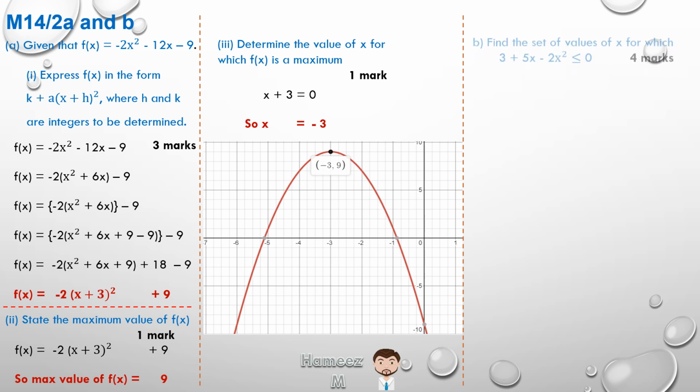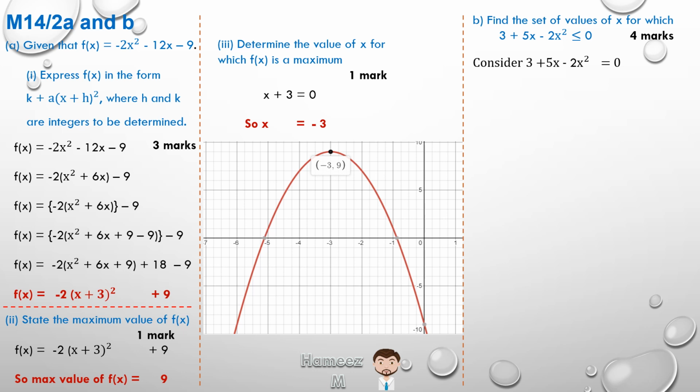Part B. Find the set of values of x for which 3 plus 5x minus 2x squared is less than or equal to 0. When we're dealing with these inequalities, we can consider that it's equal to 0, so we can find the roots. And if we factorize that, we're going to get 3 minus x by 1 plus 2x. Let's recall that in this YouTube channel where we're dealing with Add Maths, we assume that we know how to factorize properly.